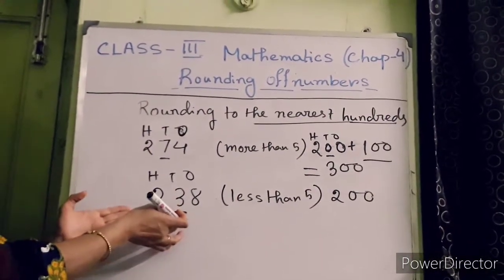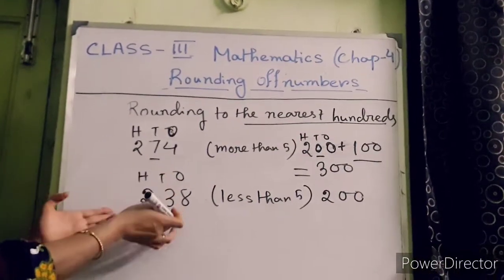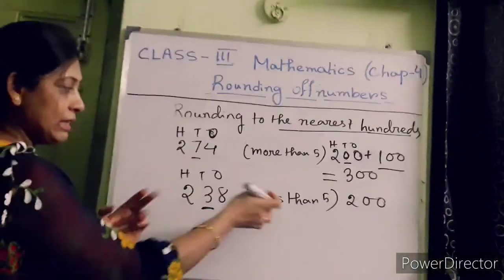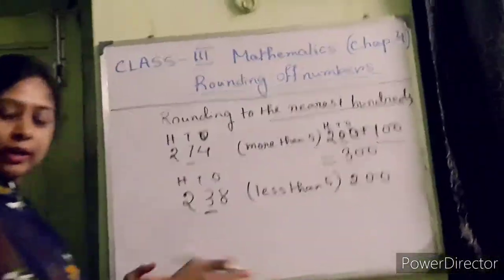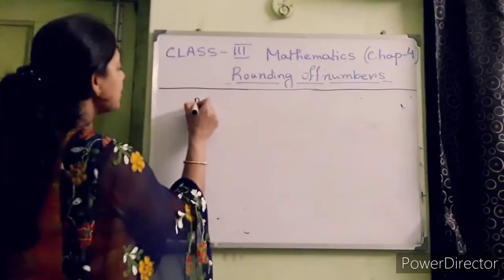Here 3 is present in the tens place, so you have to put 0. 3 is less than 5, so you have to put 0 in both places. Okay? Now rounding to the nearest 1000.